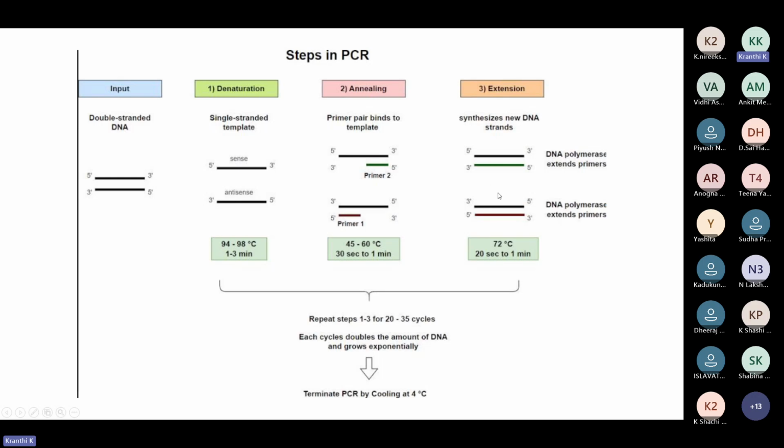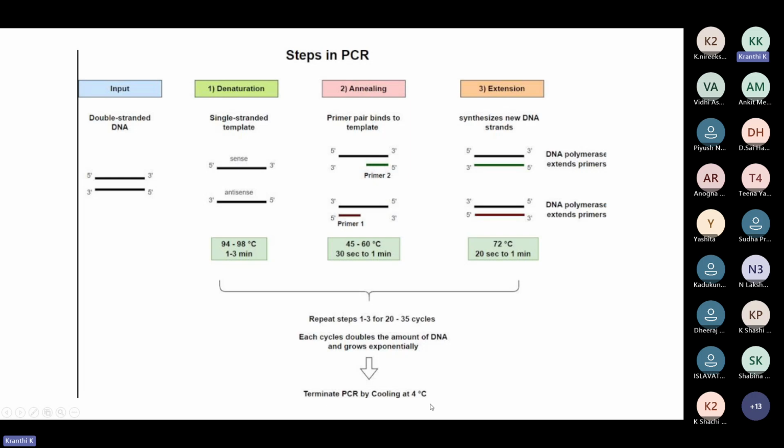Okay. And later, now we have two strands. Again, you move it to 94 degrees centigrade to denature these two new strands. Again you move it, meaning changing the temperature continuously. First you change to 94, then to 45, and then to 72. Repeat steps 1, 2, 3, for 20 to 30, 35 cycles. So each cycle doubles the amount of DNA and grows exponentially.